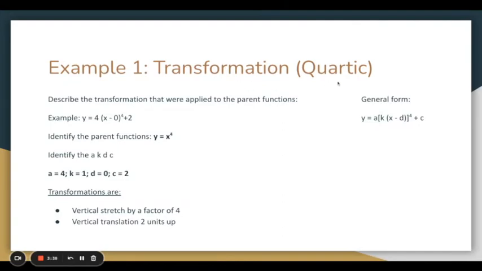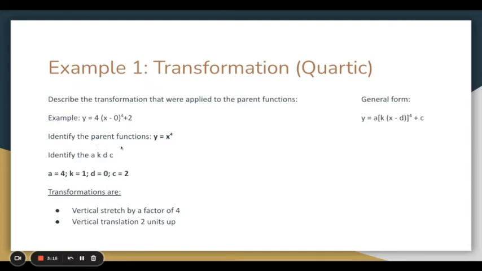Next is transformation with quartic, the last one. So the general form is also pretty straightforward. It's the same thing as the previous ones. However, the degree is 4 right now. So for example, y equals 4 bracket x minus 0 bracket to the power of 4 plus 2.